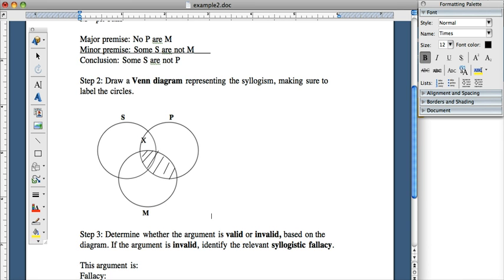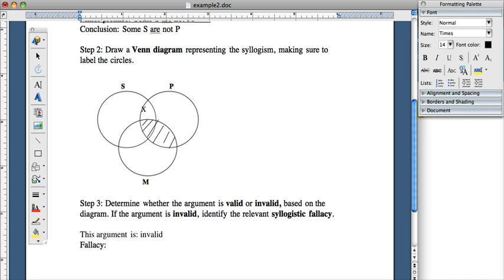is diagrammed here. So the conclusion is some S are not P. So there should be an X somewhere in this area. But there isn't. There's one on the line, but that doesn't count. It needs to be either fully in this area or in this area to count. So this argument is invalid.